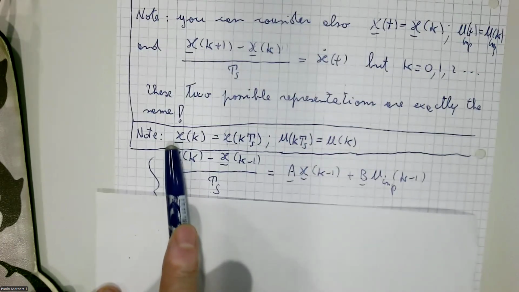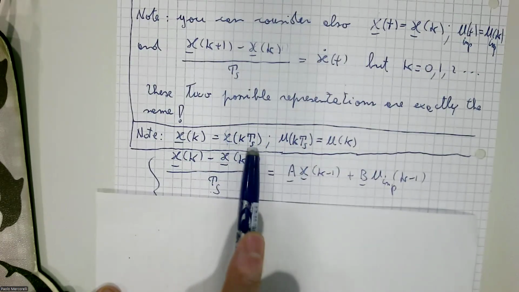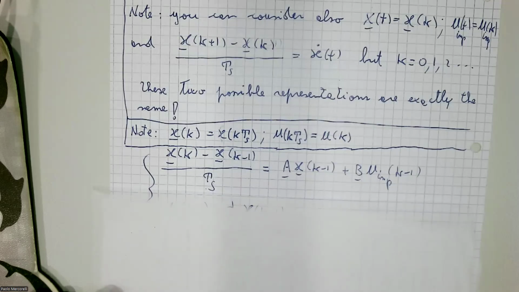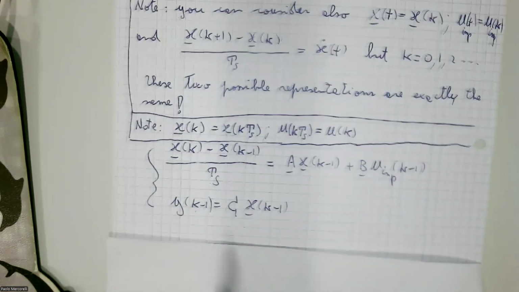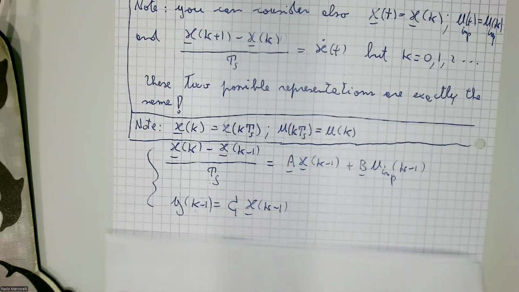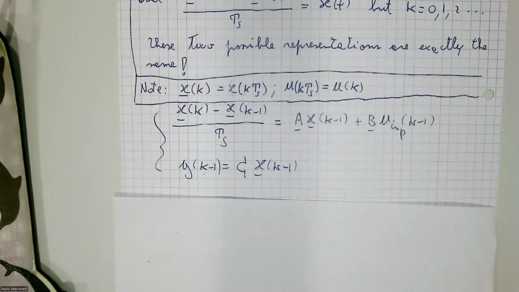Again, note x of k is equal to x of k multiplied by Ts. Inside the argument, we don't put Ts. Forward Euler, going ahead with forward Euler. Do you remember I told you that forward Euler presents some advantages, but of course also some drawbacks.